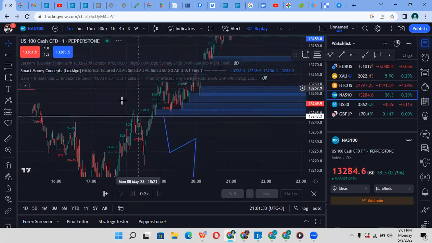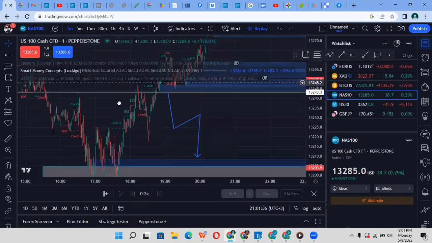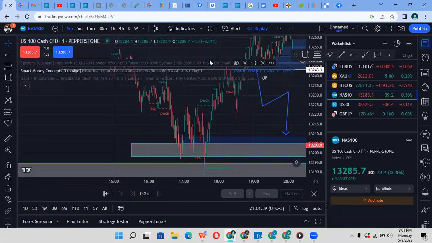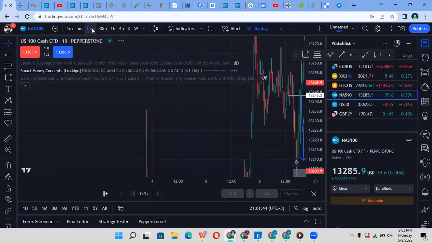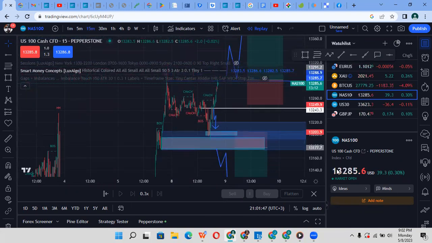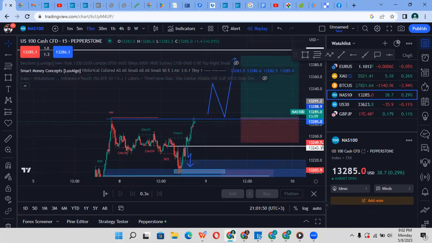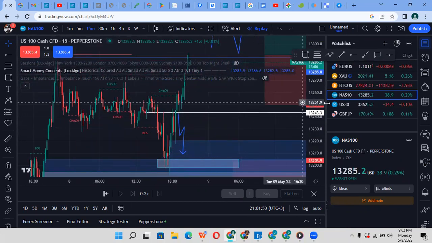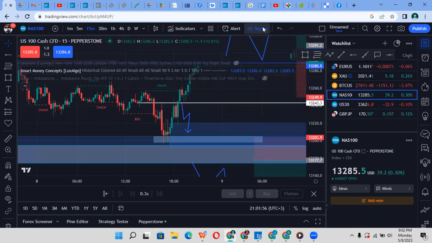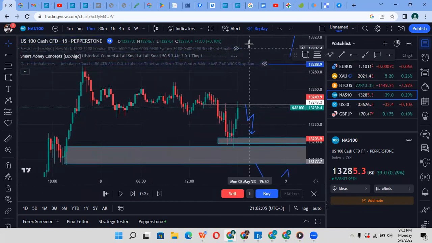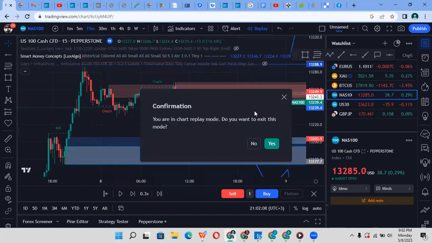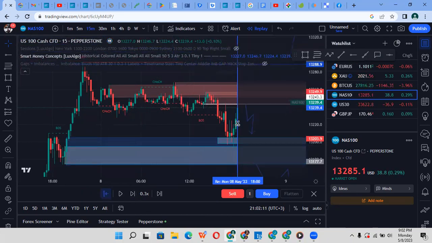So I'll go down to my M1, my 1 minute time frame. So that will be clear. Replay. If I click replay, this is where you are starting. This is where Nasdaq was.